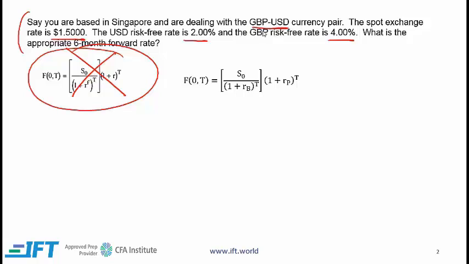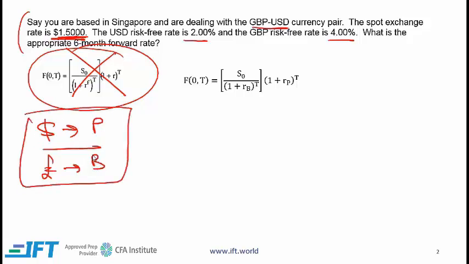So it is much better to think in terms of the base currency and the price currency. Every exchange rate is going to have a base currency and a price currency. In this case, we have $1.5 to the pound. So this means that the dollar is the price currency and the pound is the base currency. So that is the first key point to keep in mind.